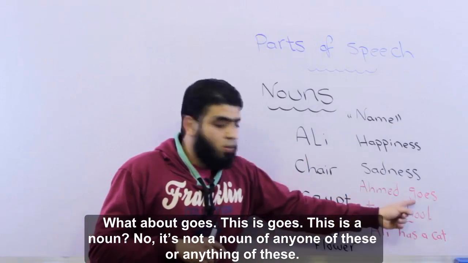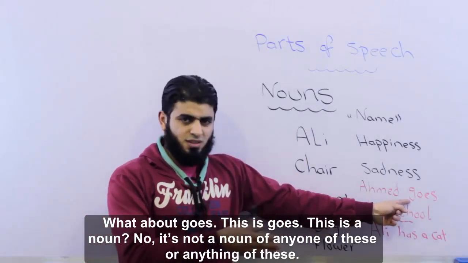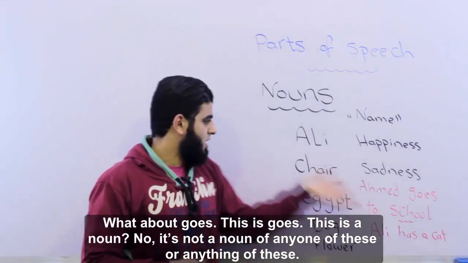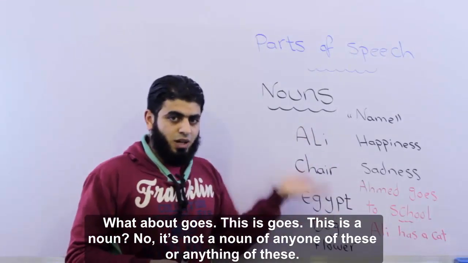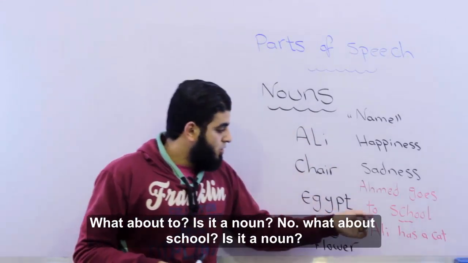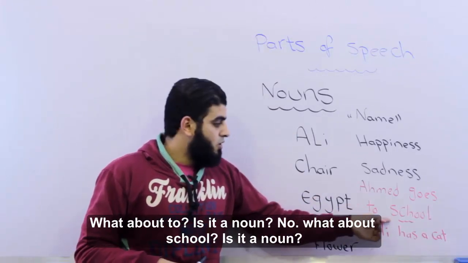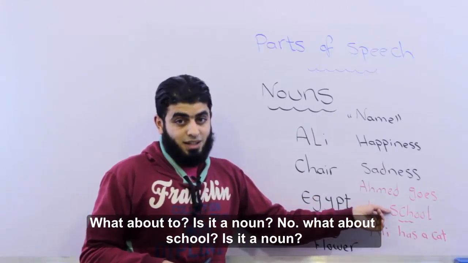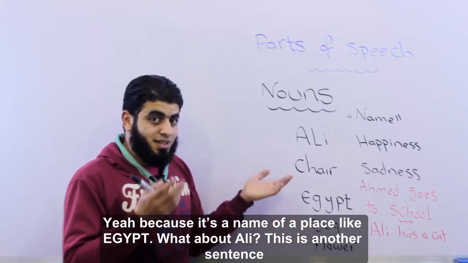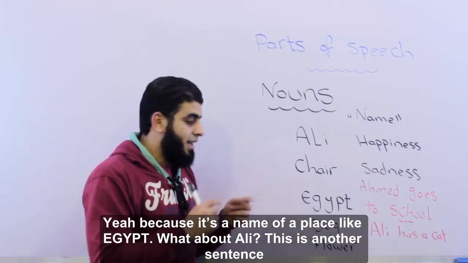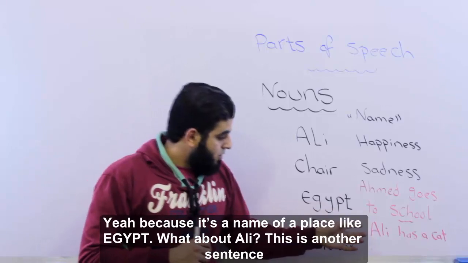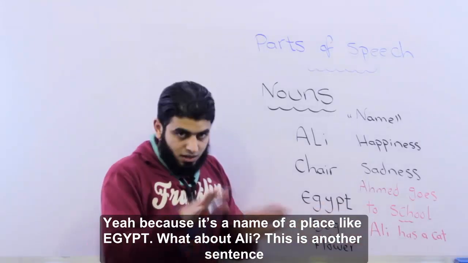What about goes? This is goes. This is a noun? No, it's not a name of any one of these or anything of these. What about do? Is it a noun? No. What about school? Is it a noun? Yeah, because it's a name of a place like Egypt. What about Ali? This is another sentence.